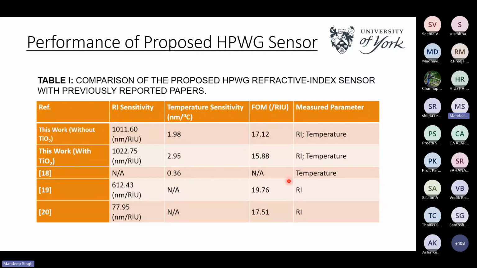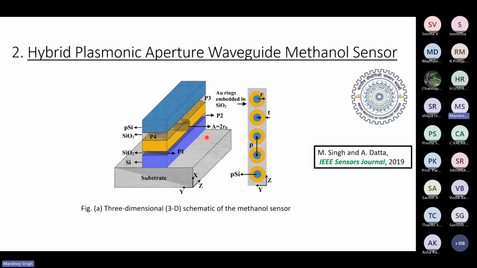We have also compared other reported sensors. You can see that previously it was 0.36, so there is a drastic improvement with the hybridization of the waveguide. Moreover, if you compare the refractive index sensitivity, previously it was only 612.43 in some papers and 77.95 in others. So we can say hybridization and doping can enhance it. But we have to use some advanced fabrication steps, which is again a challenging task. Now let's discuss one more sensor.